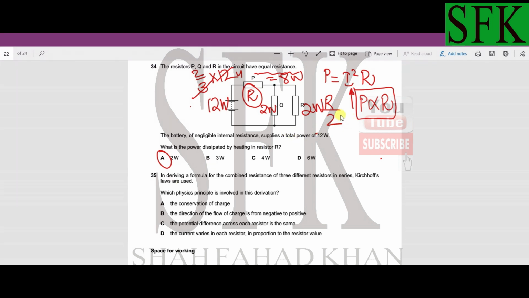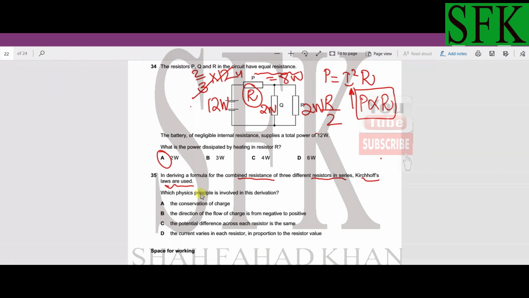Now let's move on to the next MCQ. In deriving a formula for the combined resistance of three different resistors in series, Kirchhoff's laws are used. So we are deriving the formula for combined resistance of three different resistors. Let's go over the MCQ options one by one. The first one says conservation of charge, a principle involved in this derivation.